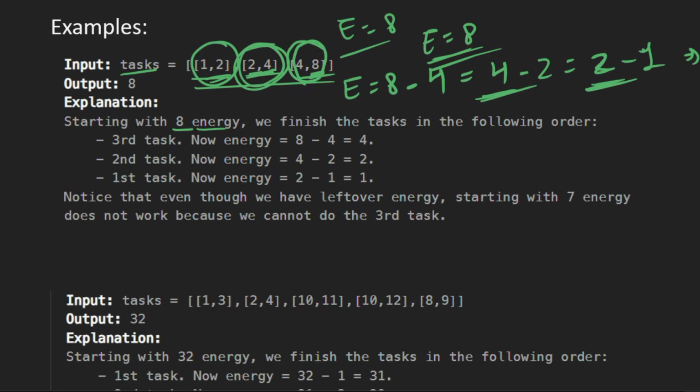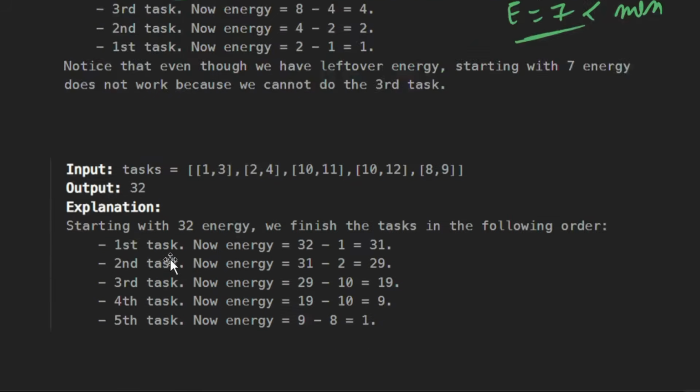Now suppose we have energy equal to 7. If we execute this task, which requires minimum energy 8, and our energy is 7, which is lesser than the minimum, so we can't execute this task. So our answer is 8, right?